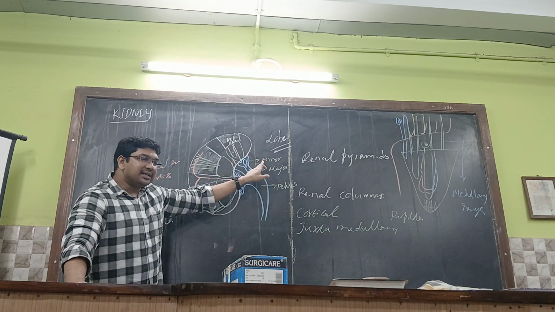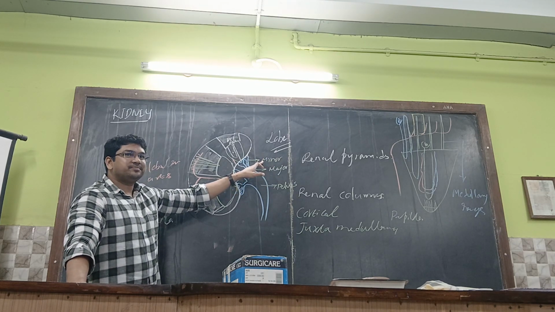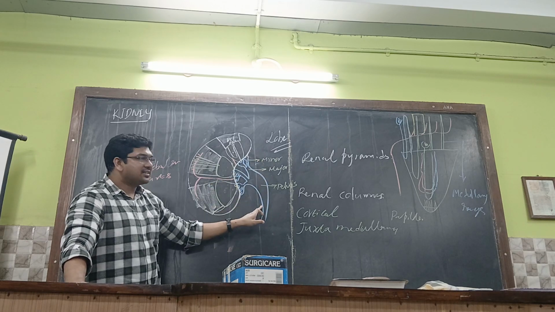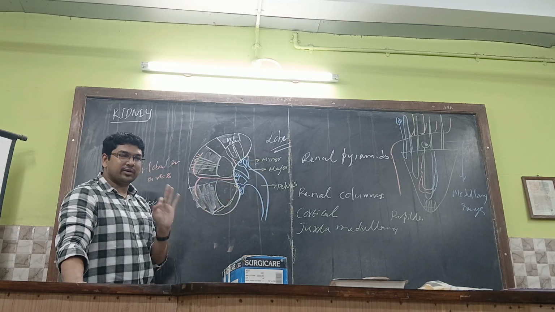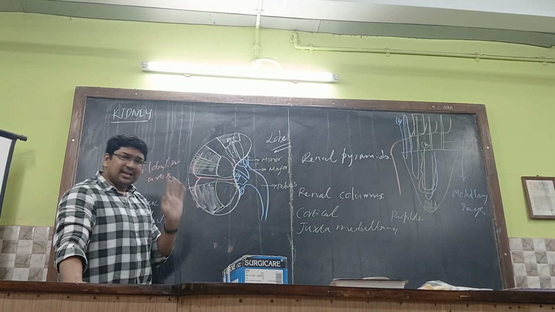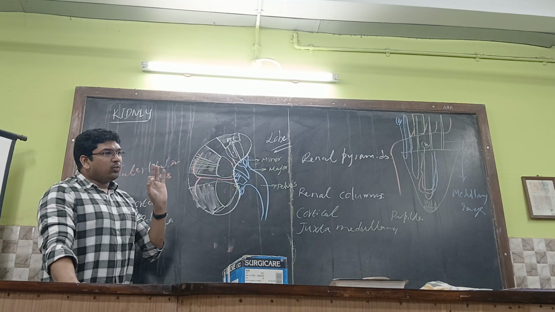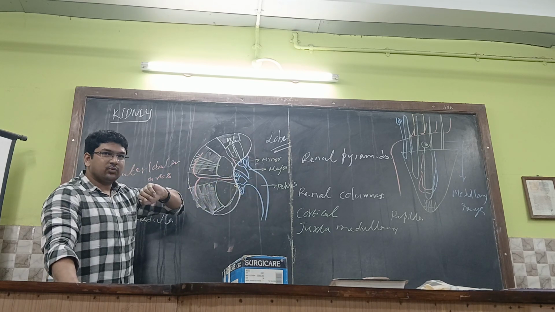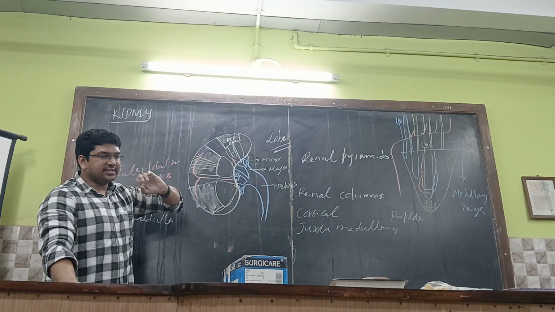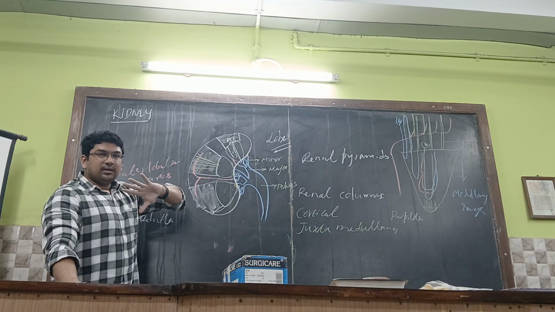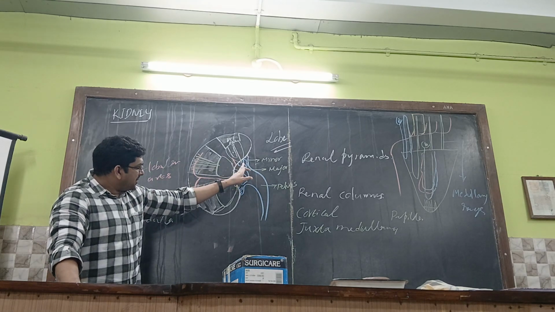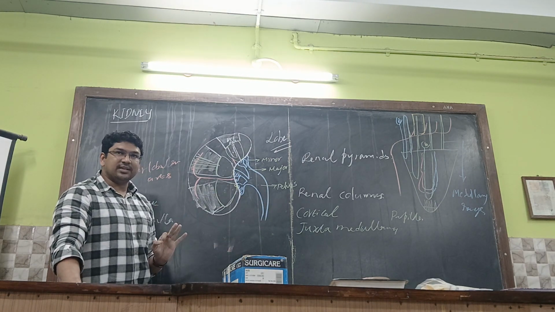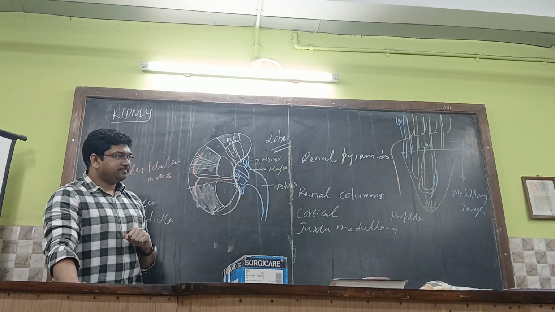The minor calyces are lined by which epithelium? Minor calyces, major calyces, ureter are lined by which epithelium? That is a very important basic question which you are asked in the external exams. And why is that epithelium present in the minor calyx, major calyx and ureter? Why is that epithelium needed? So the lining epithelium of minor calyx, major calyx, pelvis of the ureter, and of course the entire ureter, is lined by which epithelium and why is it needed?